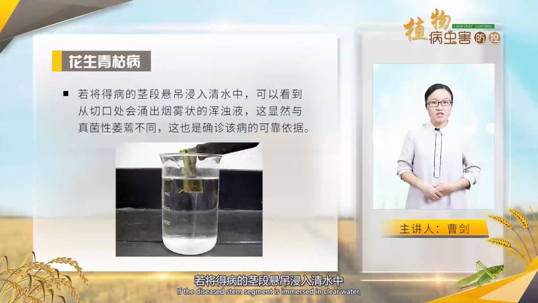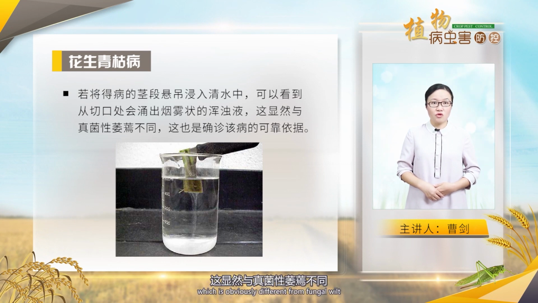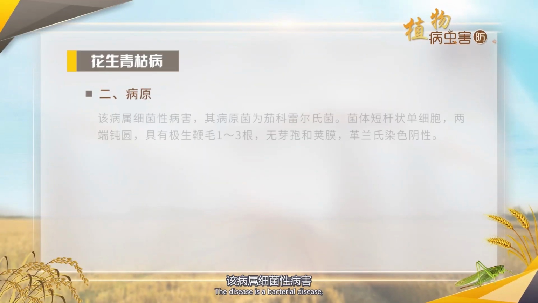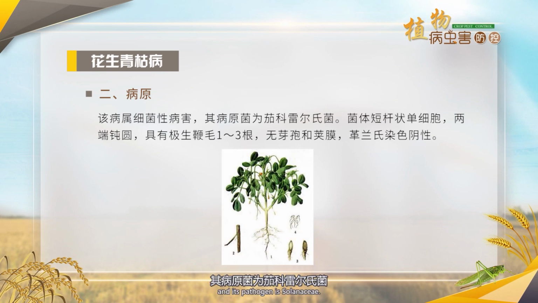If the diseased stem segment is immersed in clear water, smoke-like turbid liquid can be seen gushing out from the cut, which is obviously different from fungal wilt, and is also a reliable basis for the diagnosis of the disease. The disease is a bacterial disease, and its pathogen is Ralstonia solanacearum.